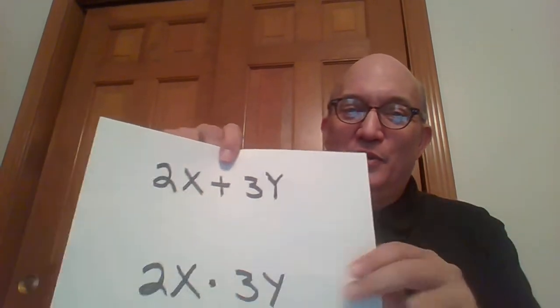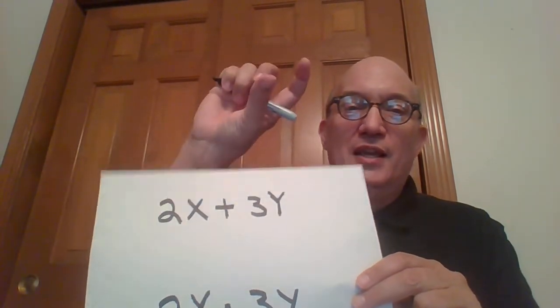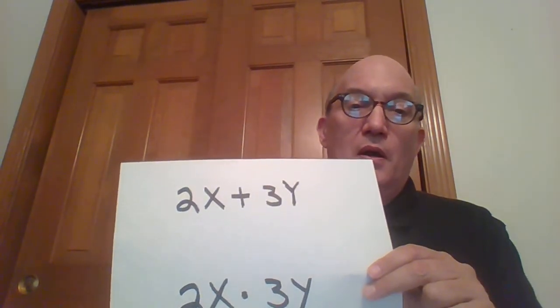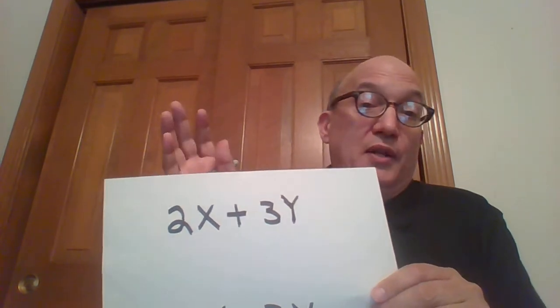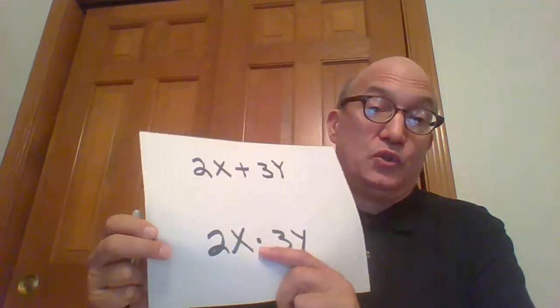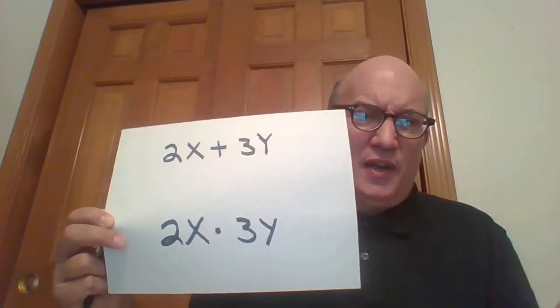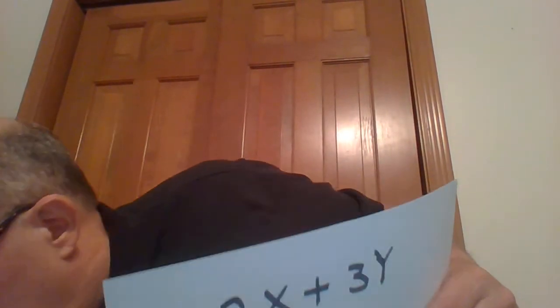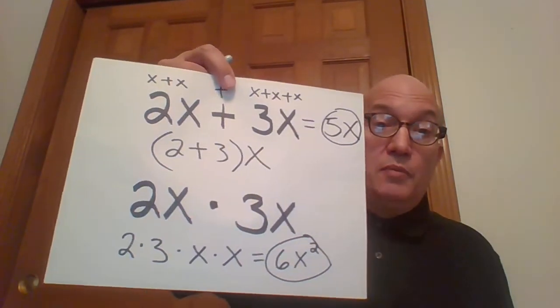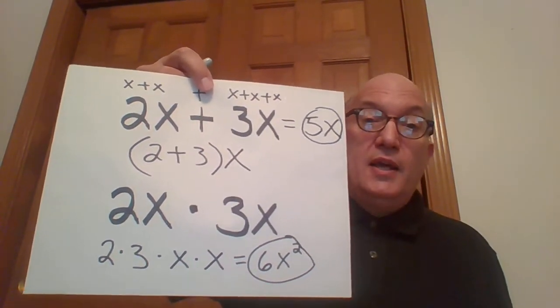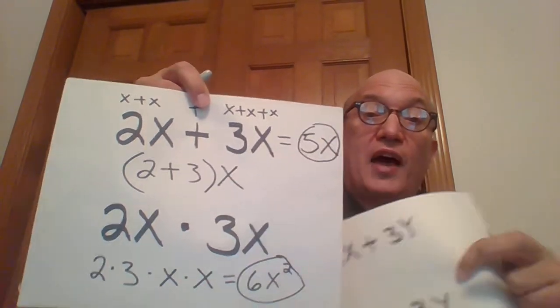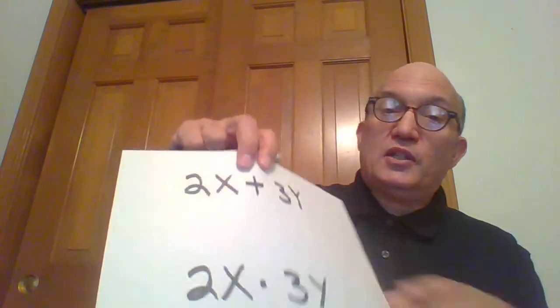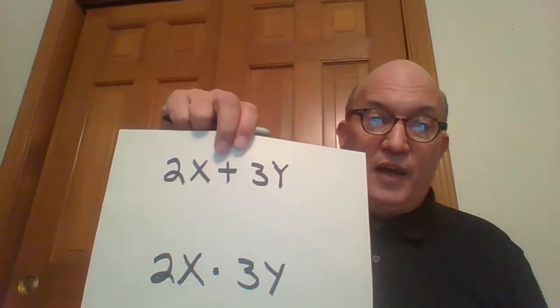The only thing we could do with 2x plus 3y is flip-flop the two things around the plus sign, because addition is commutative. So it is equal to 3y plus 2x, but that's not simplifying it. And by the way, when I started back here, the directions were to simplify. It's easier or simpler to write 5x rather than 2x plus 3x. But 2x plus 3y cannot be simplified.